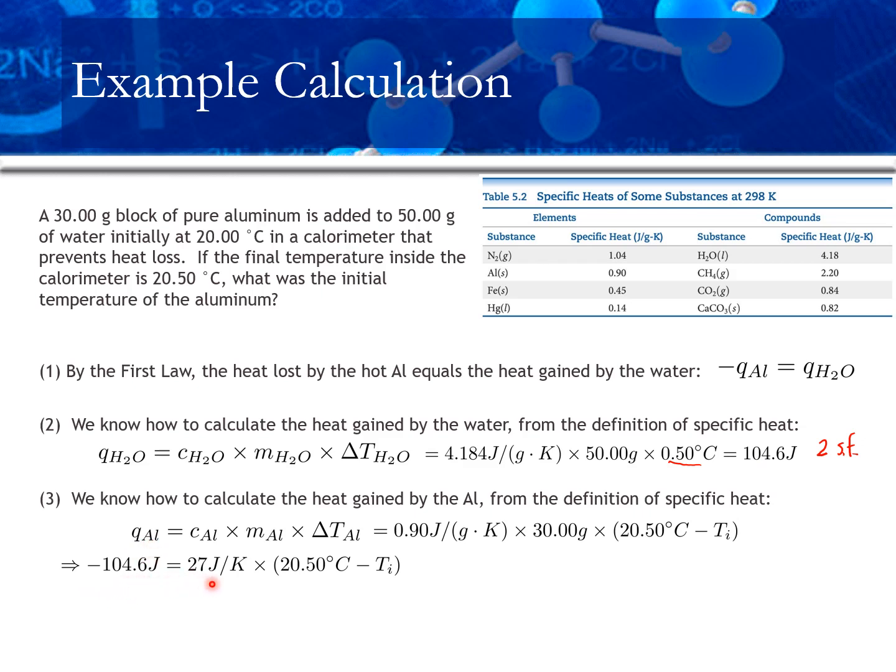Set that equal to this. This 27 is just the 0.9 times the 30. And then solve for the initial temperature, and I'll leave the rest of the algebra to you, but you should be able to get that the initial temperature was 24.4 degrees Celsius.